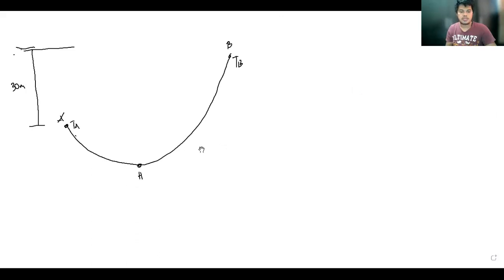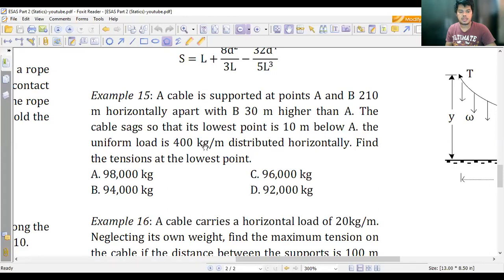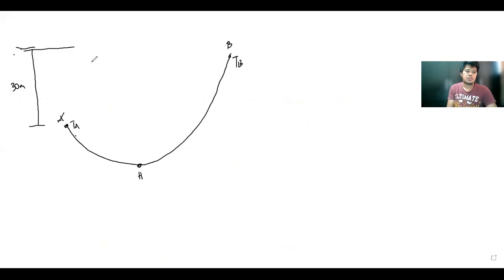So other variables: omega is given to be 400 kilograms per meter, and the lowest point is 10 meters below A. Okay, so we'll try to go back. Omega is given to be 400 kilograms per meter, and of course H, this one is 10 meters below A.